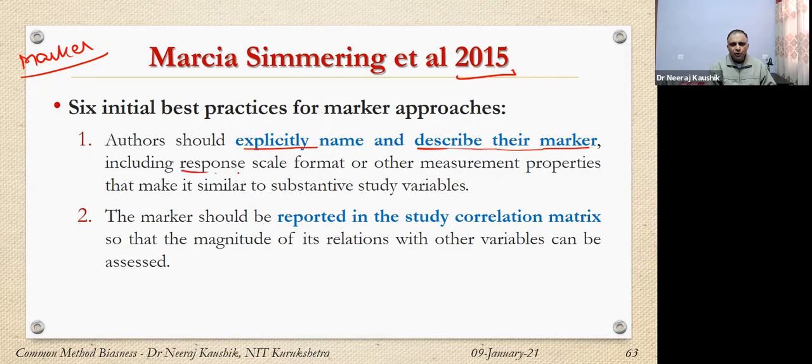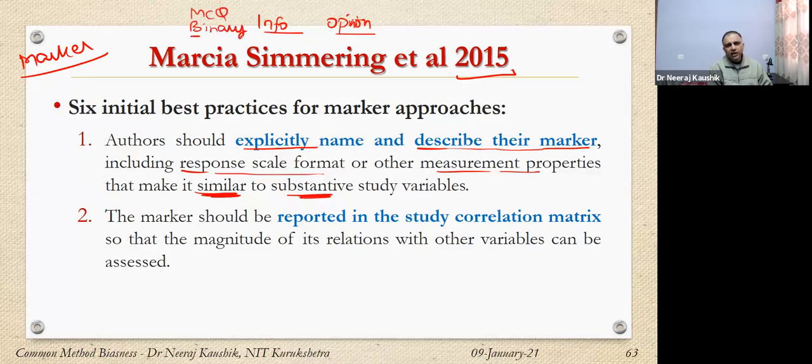Think of the response scale format and other measurement properties, and make it similar to that of the substantive variable. If you are using a 7-point scale, try to take it on a 7-point scale. My approach is, yesterday somebody asked a question whether it will be nominal, ordinal, scale, or what. My understanding is, we take from the respondent 2 things, either information or opinion. Information is taken on MCQ, on binary.